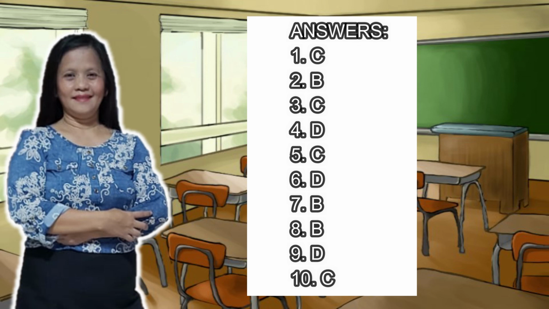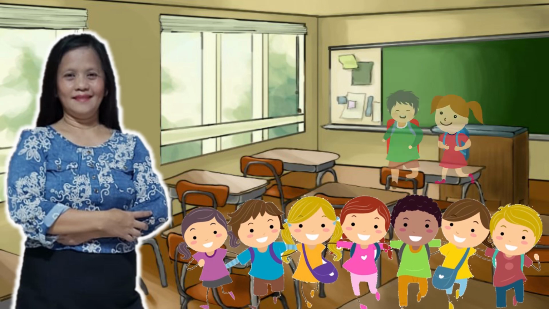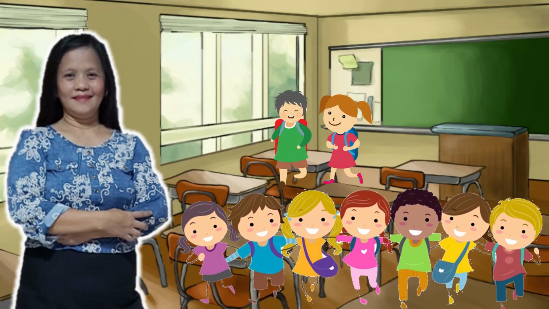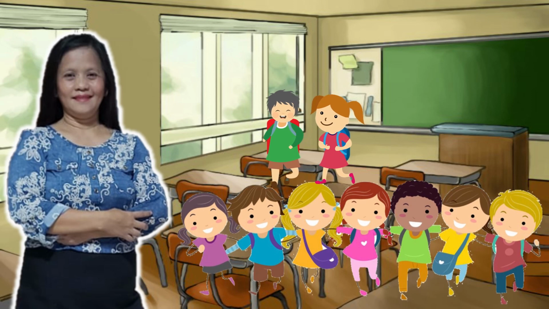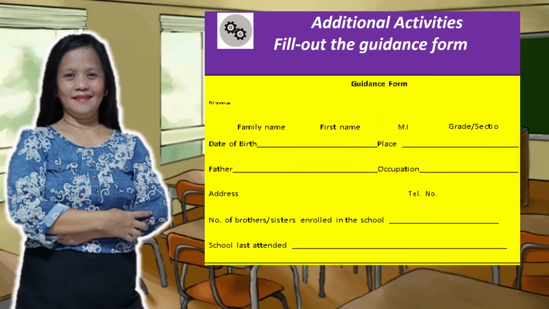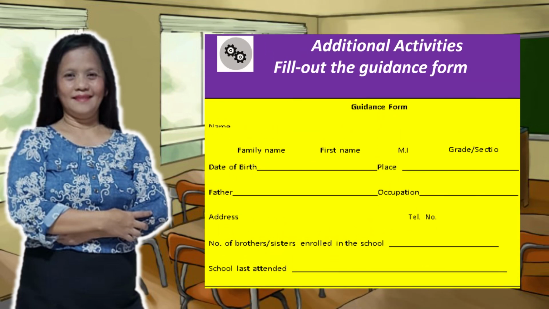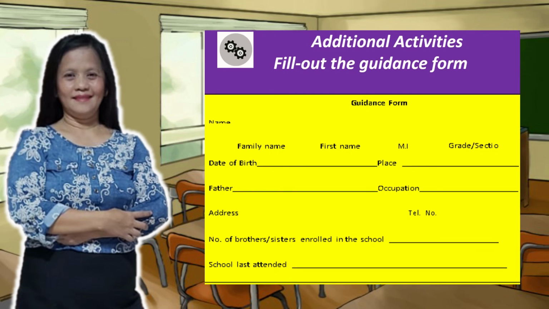Okay, who among you gets the score of 10? 9, 8, 7, 6, or 5? Okay, congratulations! Wow, very good! Okay, now children, I want you to copy the guidance form and fill it out. You may ask help from your parents or any adult in your homes for this activity.